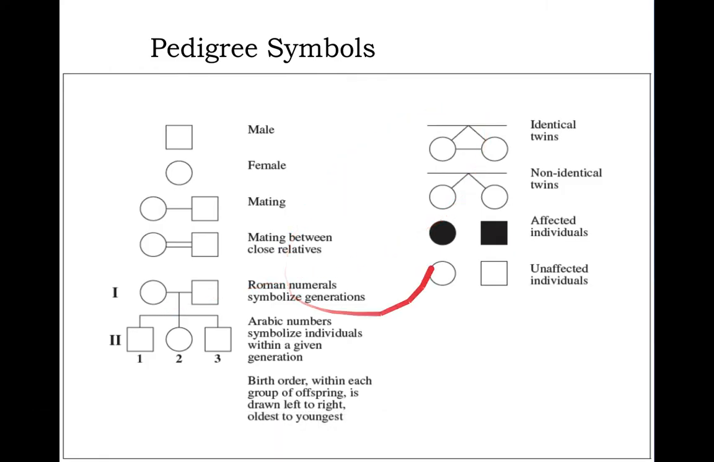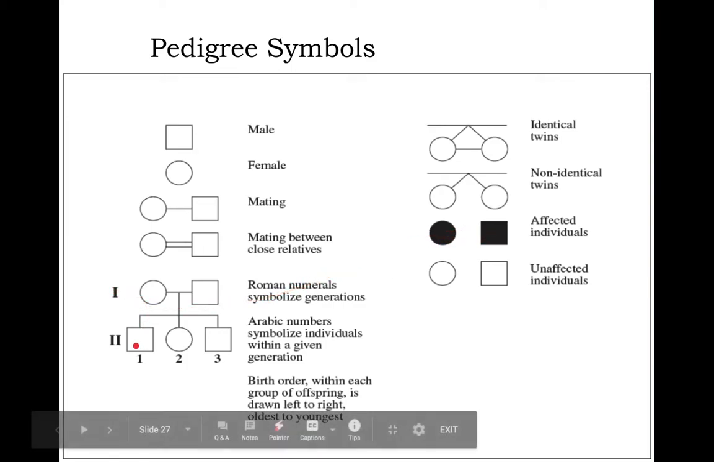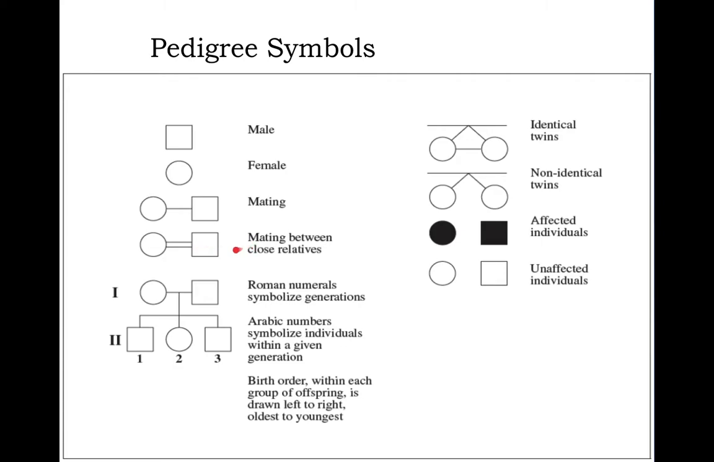This is from your data booklet. Males are square, females are circular. Affected individuals are shaded, and generations are the different levels. We usually use Roman numerals, sometimes normal numbers like these, in order to denote them. The rest of it: these people have mated and had children. If it's two lines, it's close relatives, and you know what that means.